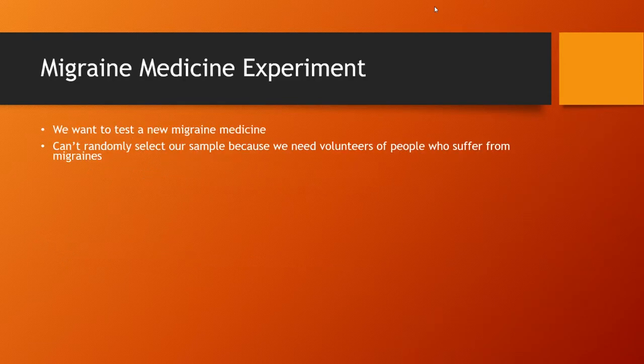All right. So let's look at an experiment. We want to test a new migraine medicine. Now, unfortunately, we can't randomly select our sample because we need volunteers of people who suffer from migraines. And in a lot of pharmaceutical experiments, you don't have random sampling because you have to have volunteers that have the medical condition that the medicine will work with. So at the end of this, we'll talk about what the impact of that is.